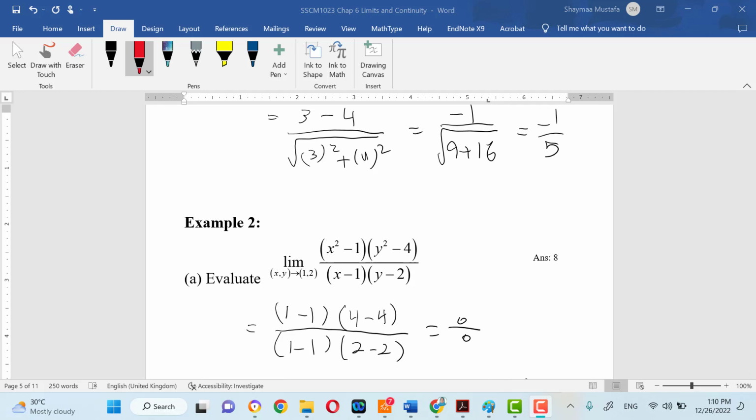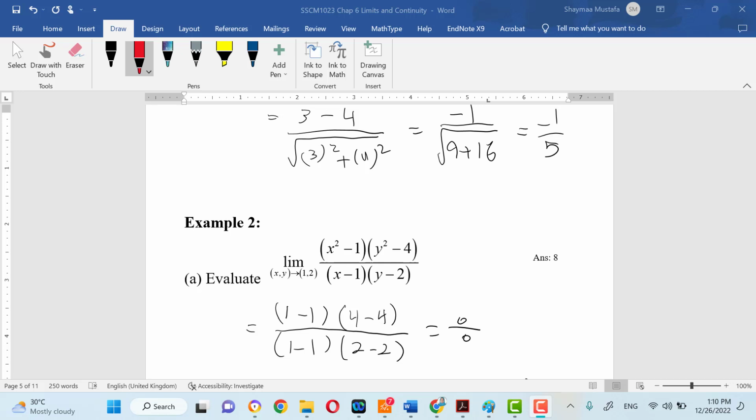So when we calculate, 1 − 1 is 0, and 4 − 4 is also 0. So the answer here is 0 over 0.